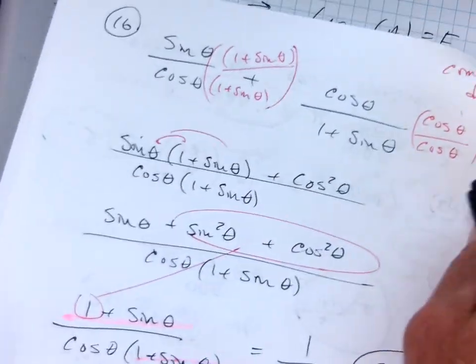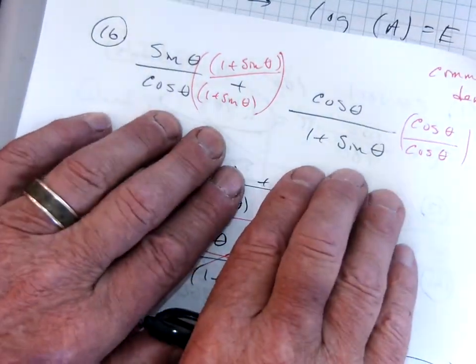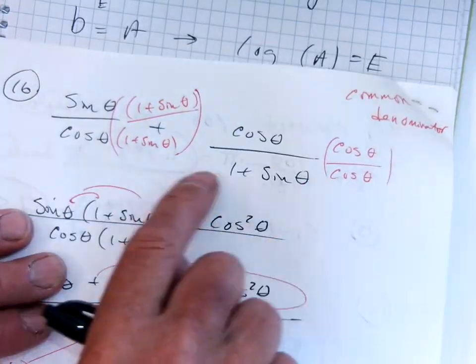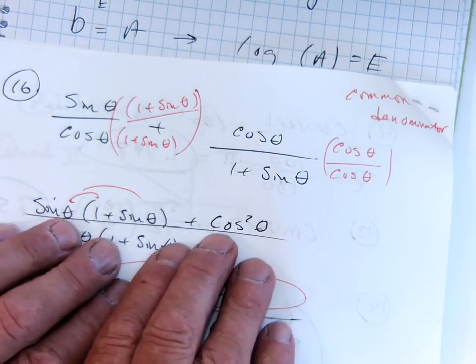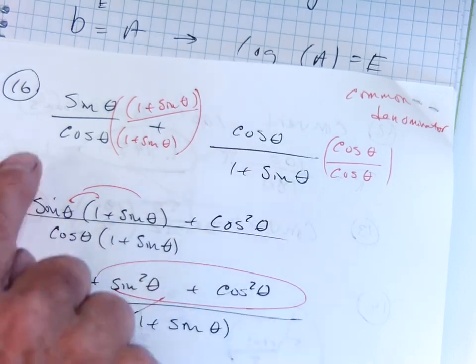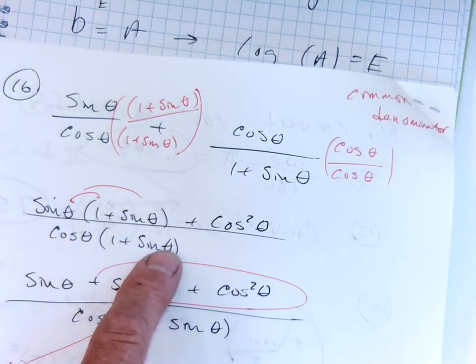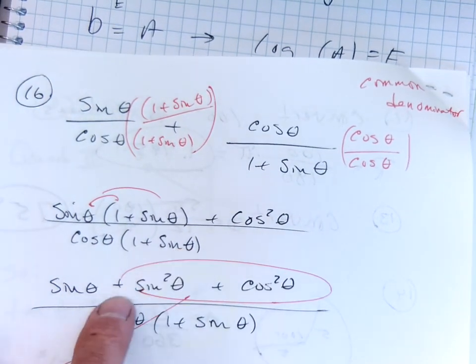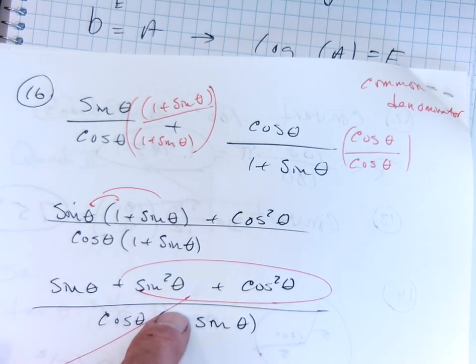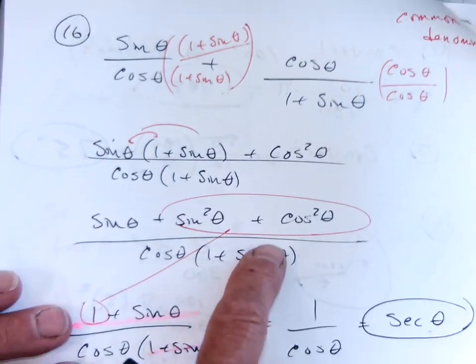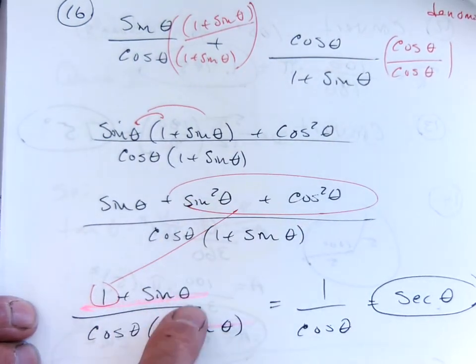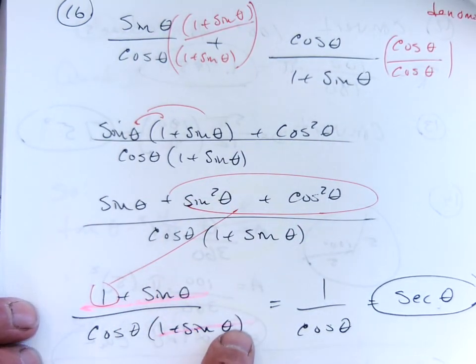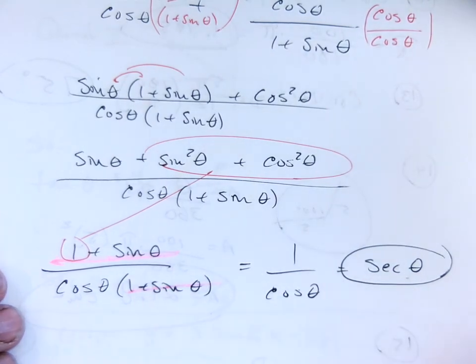Finally, the last one, I needed a common denominator, so I multiplied each by the other, 1 plus sine over 1 plus sine, cosine over cosine. So my common denominator would be cosine times 1 plus sine. My numerator becomes sine plus sine squared plus cosine squared, but sine squared plus cosine squared is 1. So I'm left with 1 plus sine. Well, that's easy. Cancel, cancel. The answer is 1 over cosine, which is secant.